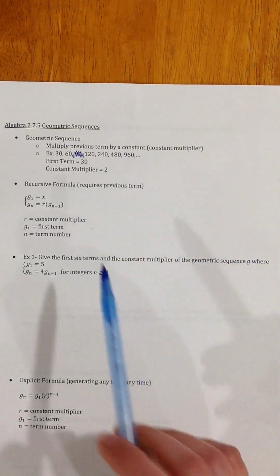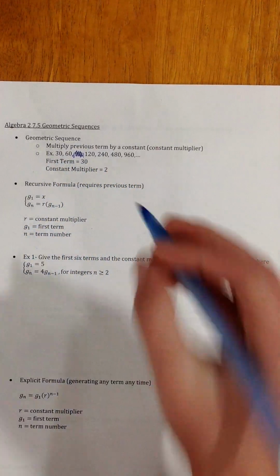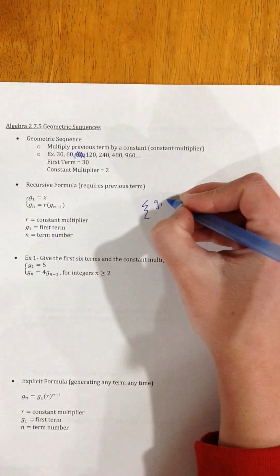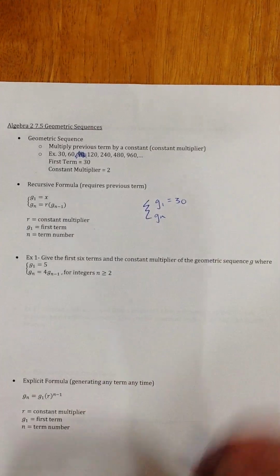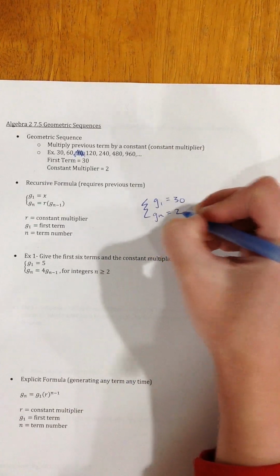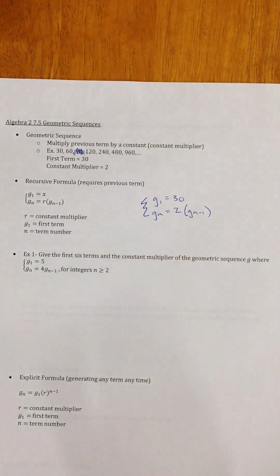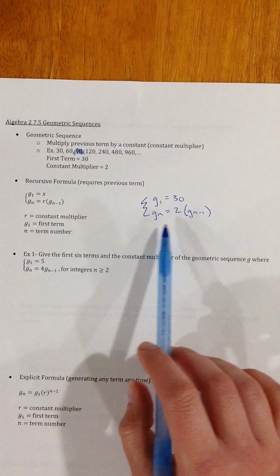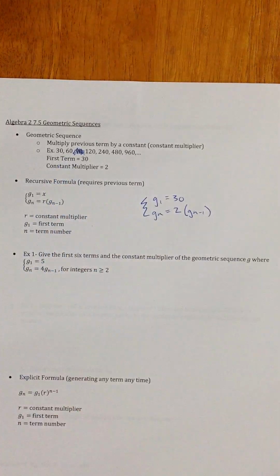So if we wrote this example with the 30, 60, 120, and so on in recursive form, it would be a curly bracket. Your G sub 1 would be your first term, which is 30. Your G sub n for the terms following that would be 2, the constant multiplier, times your previous term, G sub n minus 1. Then you just plug in those previous terms. If I was trying to find the second term, I would take the term before that, which is 30, put that in there, times 2, and I would get 60. So that's one situation.